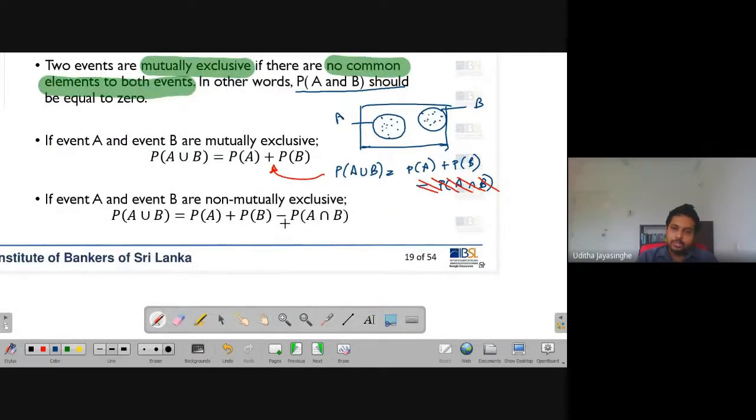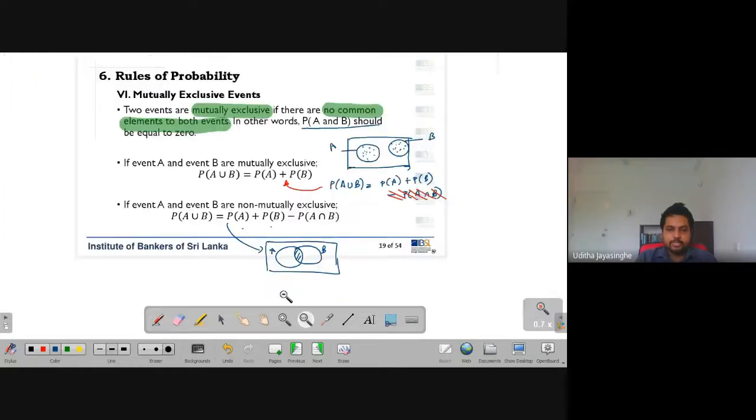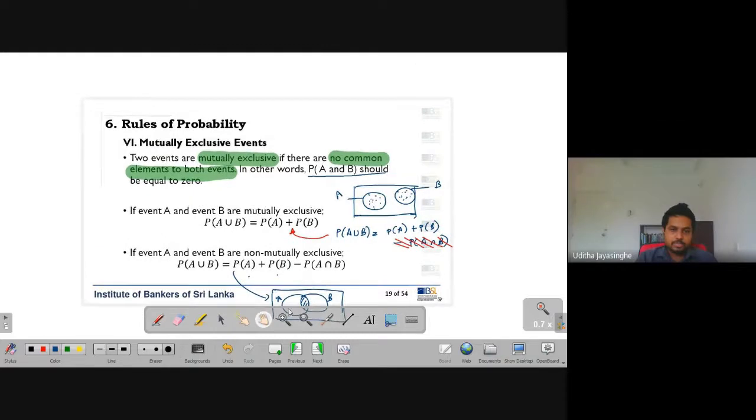Why do we take out this A minus B once again? If I try to quickly recall, it is to avoid double counting this particular area. This is the A union B. We take A, take B, and then we subtract A intersection B once to avoid the double counting.